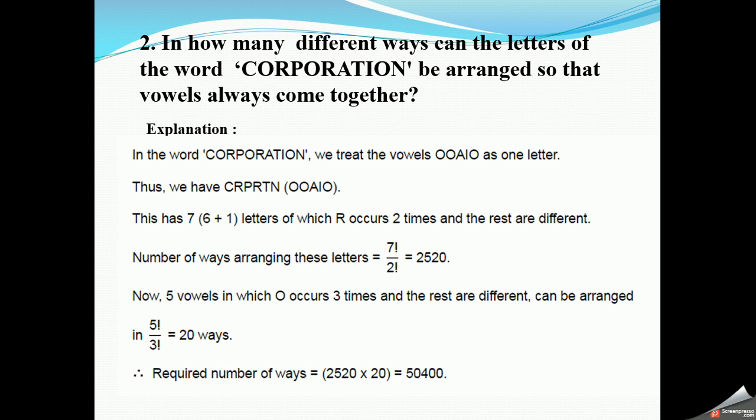Similarly, we observe that there are 5 vowels, in which there is the occurrence of O 3 times. So when we arrange them, we get the calculation 5 factorial divided by 3 factorial. When we solve this, we get an answer of 20 ways. To find the required number of ways, you have to multiply 2520, the answer from the overall letters, by the number of ways from the vowels. So you get the required number of ways, that is 50400.